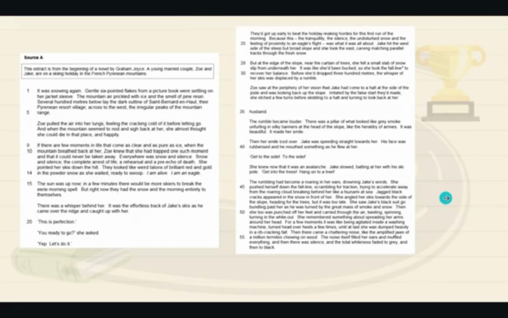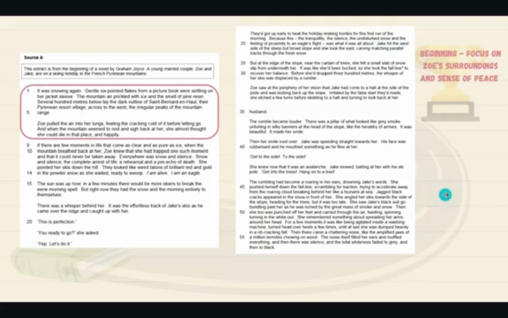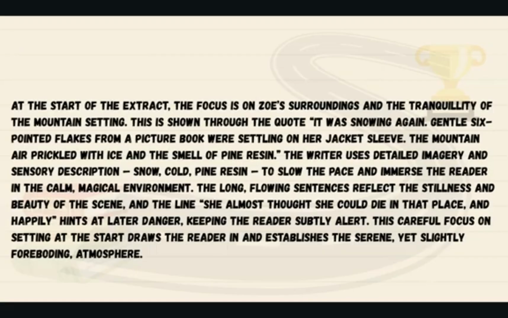Right, let's have a look at where I separated this text then. So I put this pink part as the beginning of the text, and I said the focus was on Zoe's surroundings and her sense of peace. If I wrote this as a paragraph, it says, at the start of the extract, the focus is on Zoe's surroundings and the tranquility of the mountain setting. This is shown through the quote, "It was snowing again. Gentle six-pointed flakes from a picture book were settling on her jacket sleeve. The mountain air prickled with ice and the smell of pine resin."